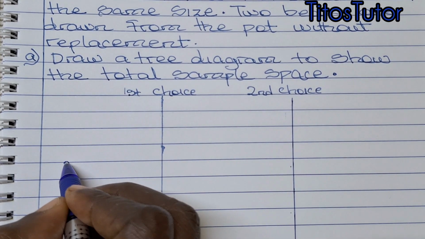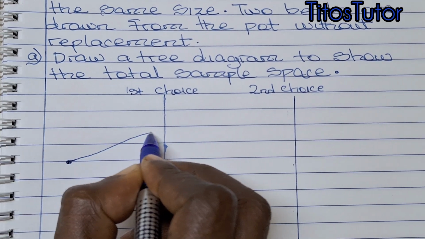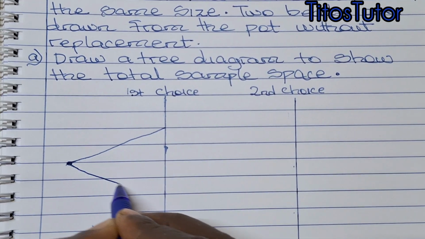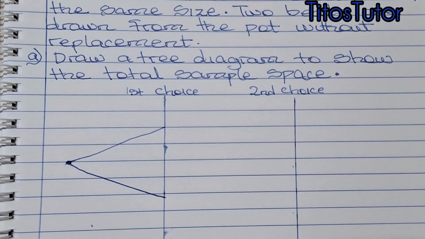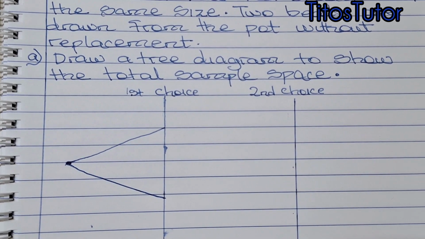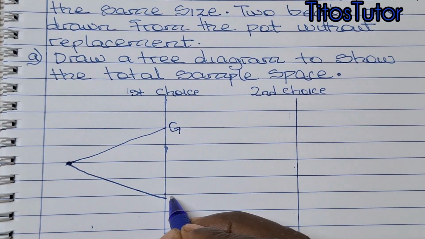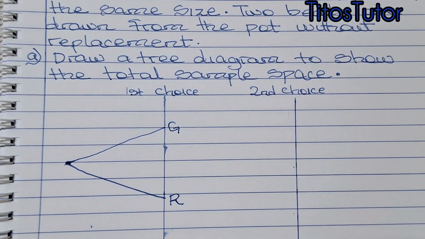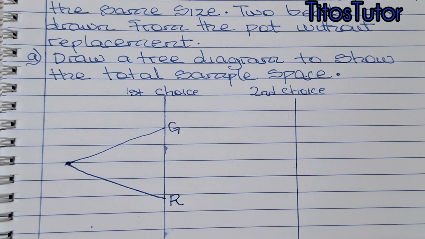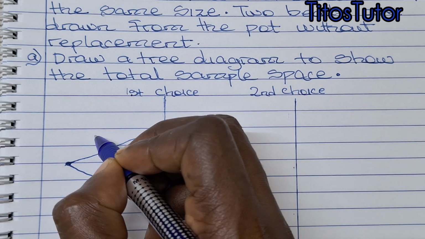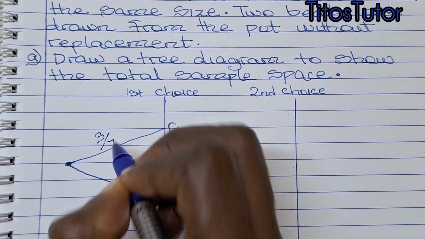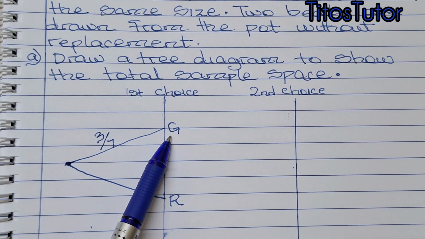If I draw the first bead and the second bead. For the first choice, it is possible that my first bead is a green, G for green, and my second bead is a red, R for red. Okay, so how many beads are green? 3. How many sample space do I have? 7. So my first choice is 3 out of 7 for choosing a green bead.